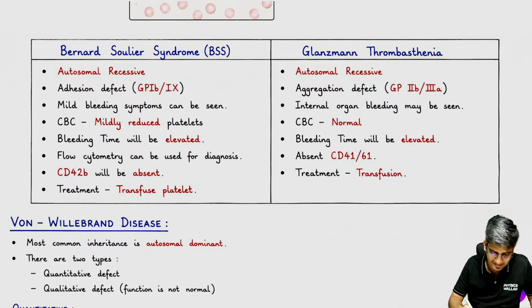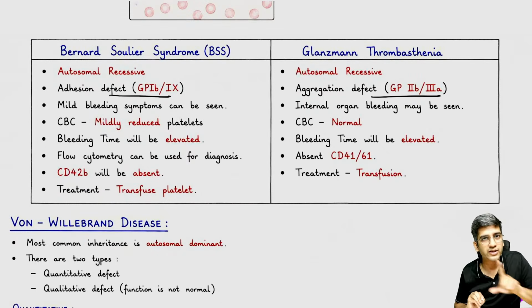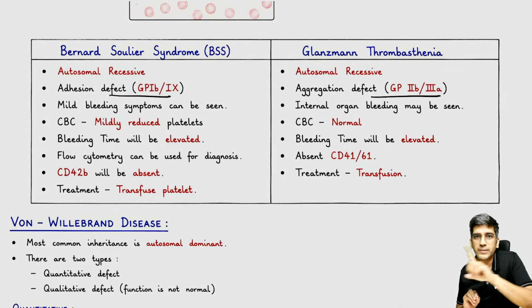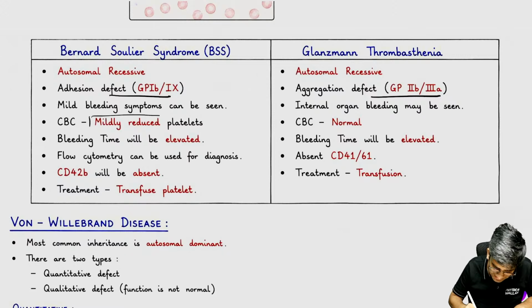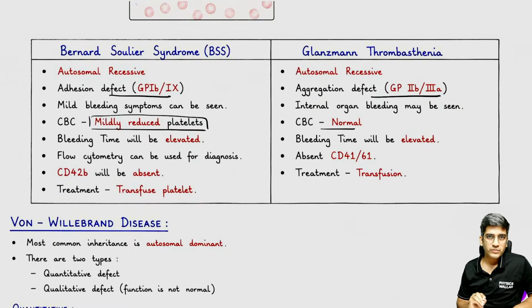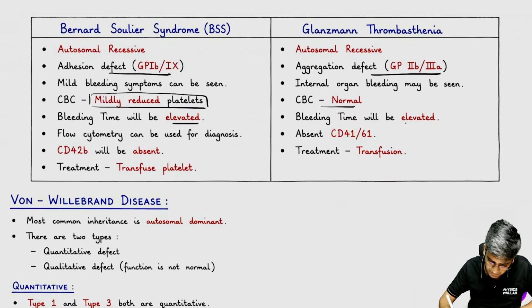Maximum thing that can come in an exam for a second year is an adhesion defect, aggregation defect: glycoprotein 2B3A for Glanzmann, 1B9 for Bernard-Soulier. Bernard-Soulier will also have mildly reduced platelets. Glanzmann will have completely normal platelets. Glanzmann is a little bit more severe, can have internal organ bleeding. Bernard-Soulier, just petty rashes, that's all, right? In both of them bleeding time will be elevated. Diagnosis, do flow cytometry.